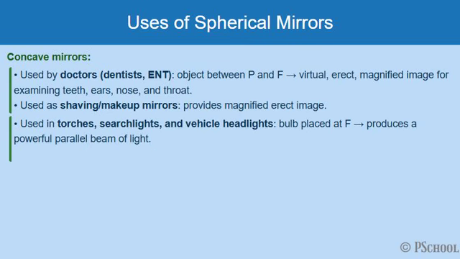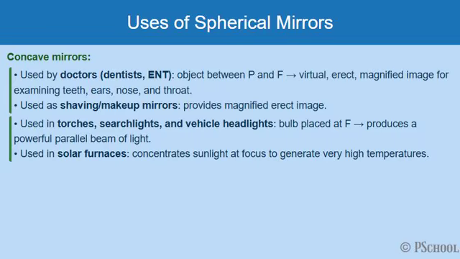In torches, searchlights, and vehicle headlights, the light source is placed at F, producing a strong parallel beam of light. In solar furnaces, a large concave mirror focuses sunlight at a single point to generate very high temperatures.